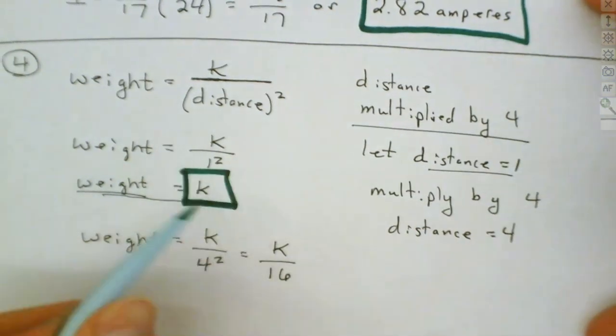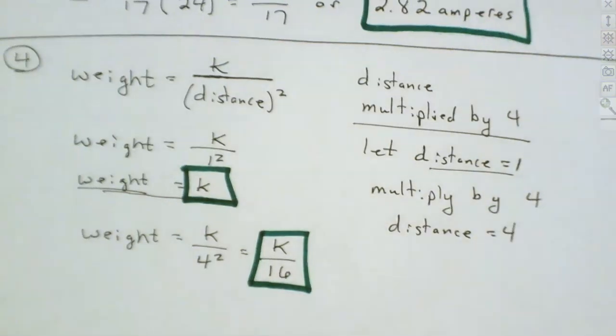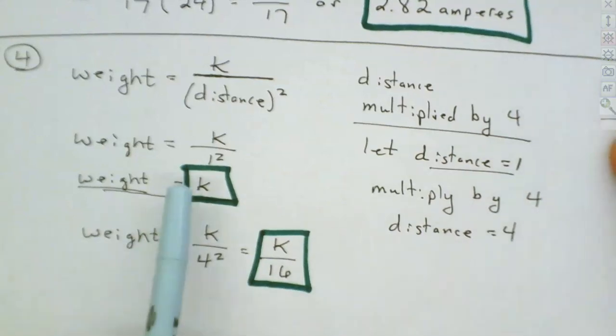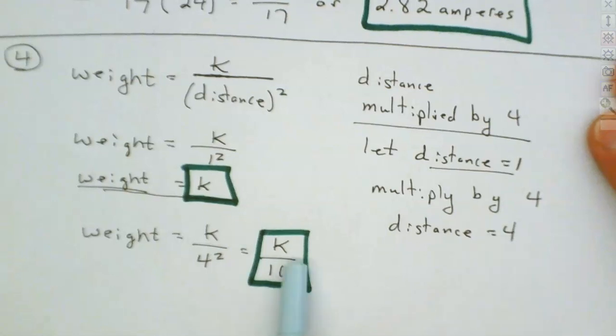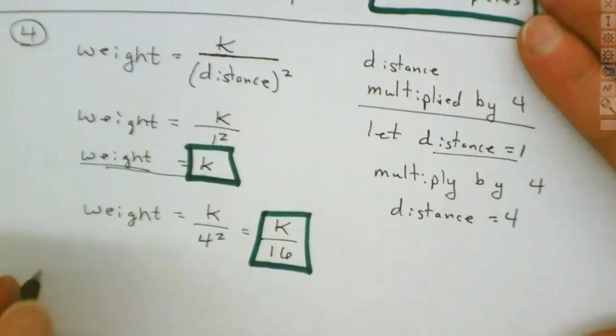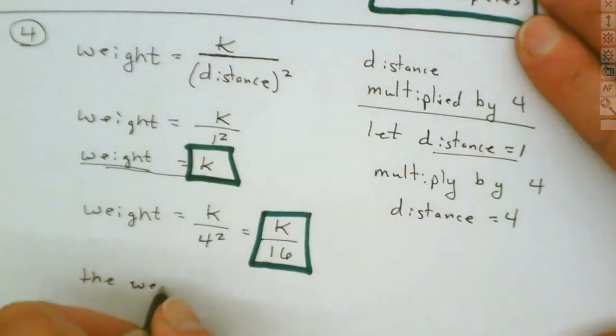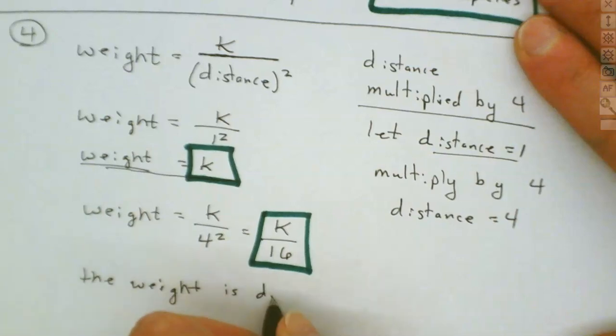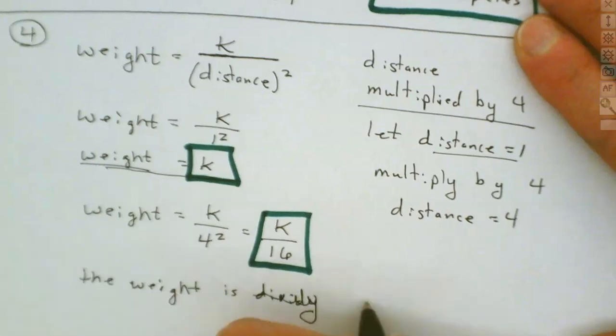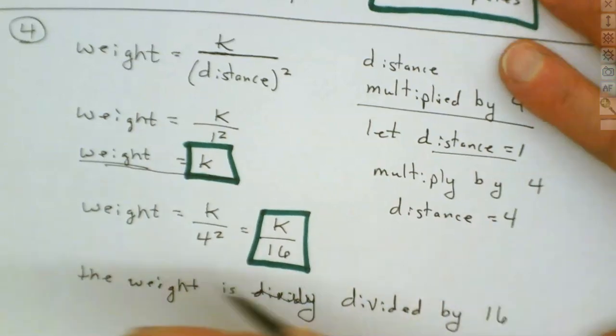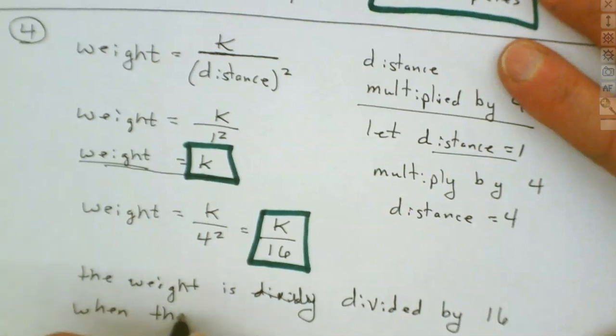So look at how these compare. When I multiplied it by a distance of 4, what happened to my weight? It went down to 1/16, right? Went down by 1/16. Because this one was k. When we multiplied it by a factor of 4, it actually got divided by 16. So the weight is divided, if I can write it right here, by 16 when the distance is increased by a factor of 4.